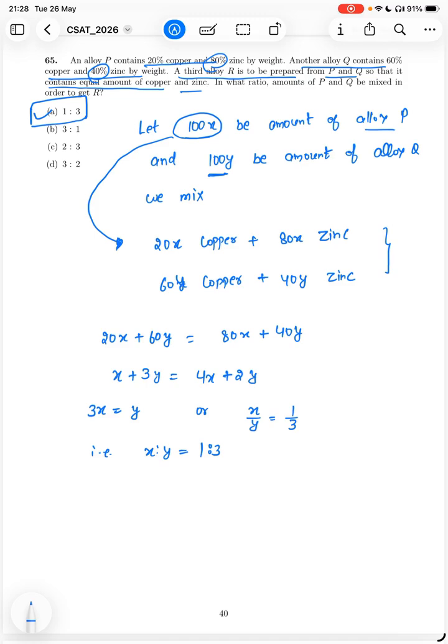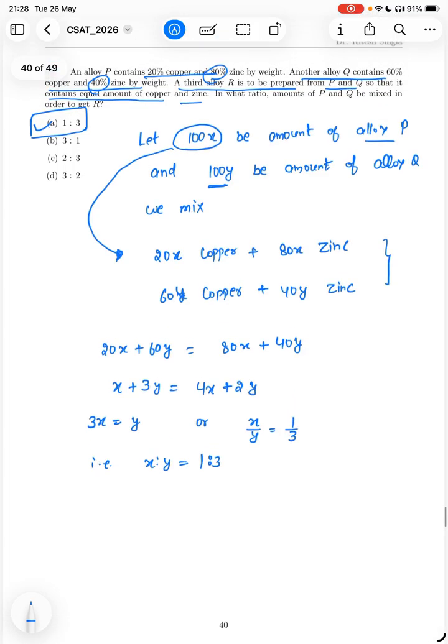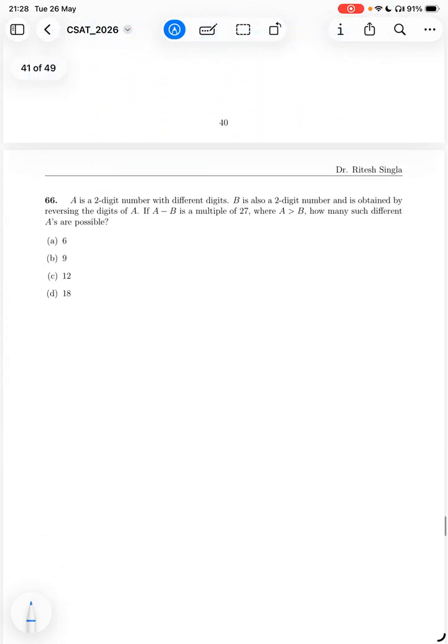So if you have watched the previous videos, a lot of questions were based on creating linear equations. So read the question properly, see what all is given to us, and just make a proper linear equation. Once you have the equations, the question is very easy to solve. Let us see the next question.